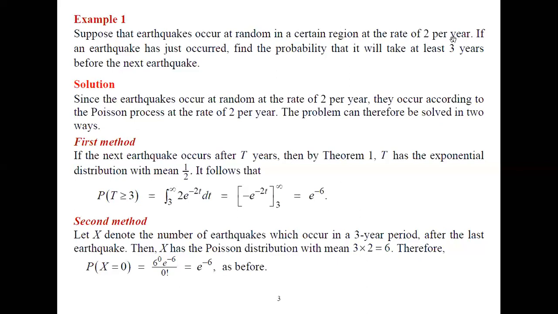So it's two per year. So you have two earthquakes. So it means that two here is the lambda. The lambda is always the rate per unit time, and time is 1 year.